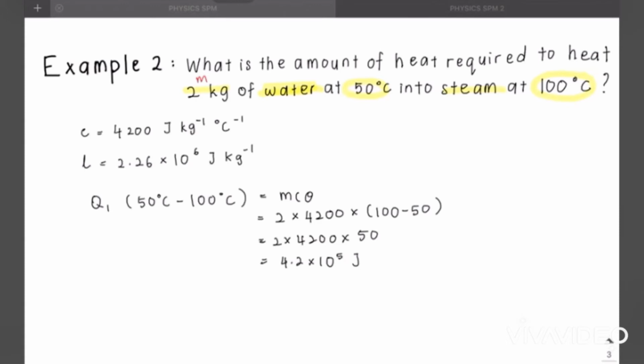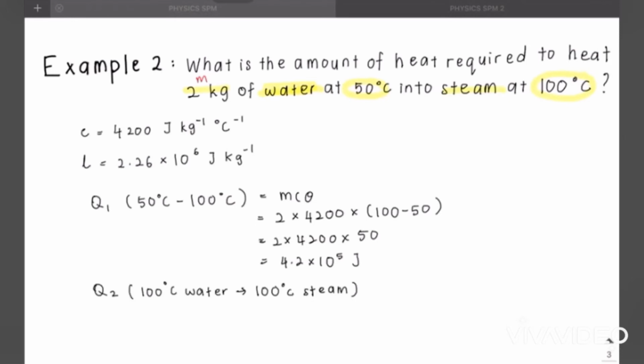Alright, and then the second heat needed is to heat water at 100 degrees Celsius into steam at 100 degrees Celsius. So you have already learned that during this phase, there will be no temperature change. It just needs extra heat to change its matter from water into steam. So 100 degrees Celsius water into 100 degrees Celsius steam.